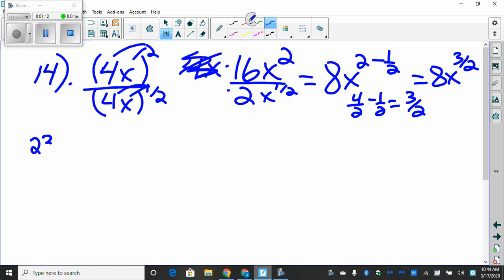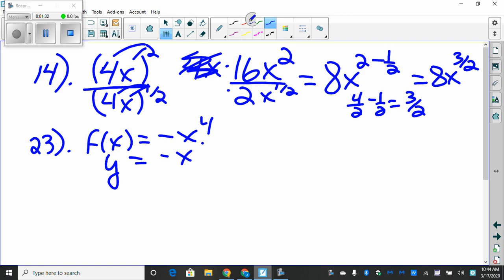She also had a question on number 23. Now 23 is an interesting one. You're supposed to find the inverse of f of x equals negative x to the 4th. And she had a question on the domain afterwards. So I want to definitely go through this one. So that's y equals negative x to the 4th.